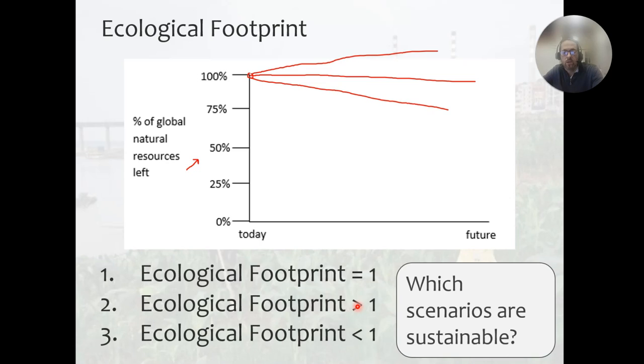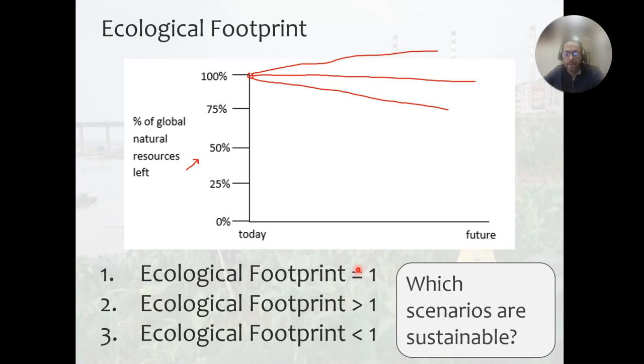Now, for a greater than one Earth ecological footprint, what does that mean in terms of the line? Are we going up or down or across? We're going down, right? Because we're using more resources than the Earth can continue to provide. And lastly, if we are at less than one Earth, we're actually going to increase our overall biocapacity over time, which is really good. That would be the ideal scenario. From a strictly natural resource sustainability perspective, we can have exactly one Earth and we're going to be okay. We're not going to overuse our resources in total.